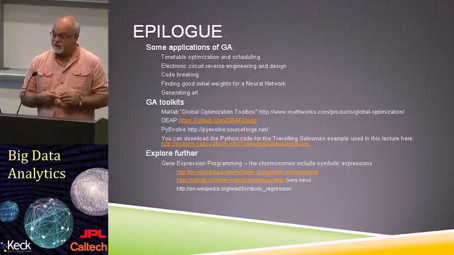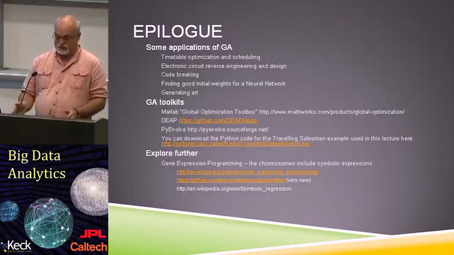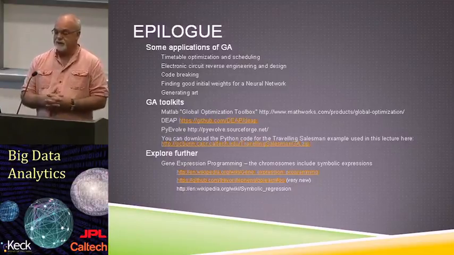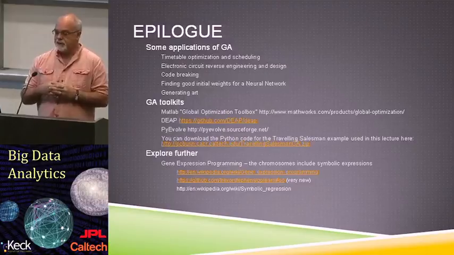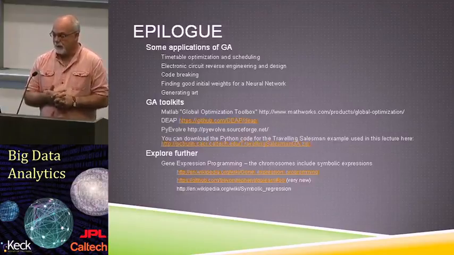Another application is finding good initial weights for a neural network. In neural networks, we start the network off with a set of weights and biases. Typically, it takes a long time to train the neural network so that the weights are good. But with a genetic algorithm, you can make a nice first approximation of the best weights in the neural network.